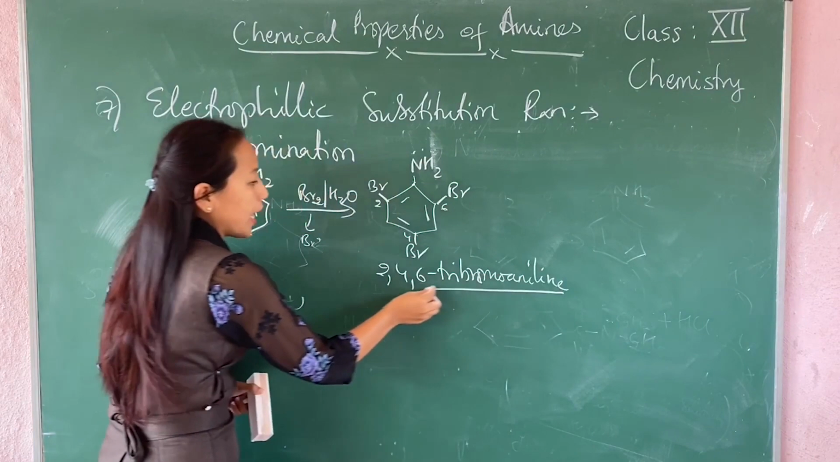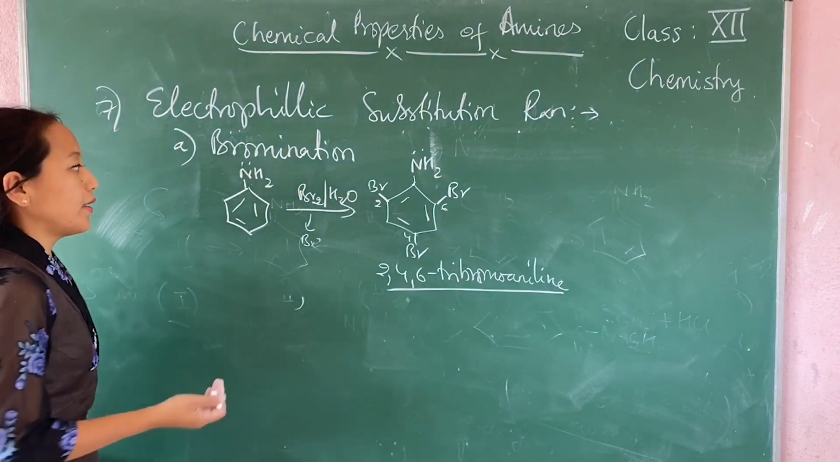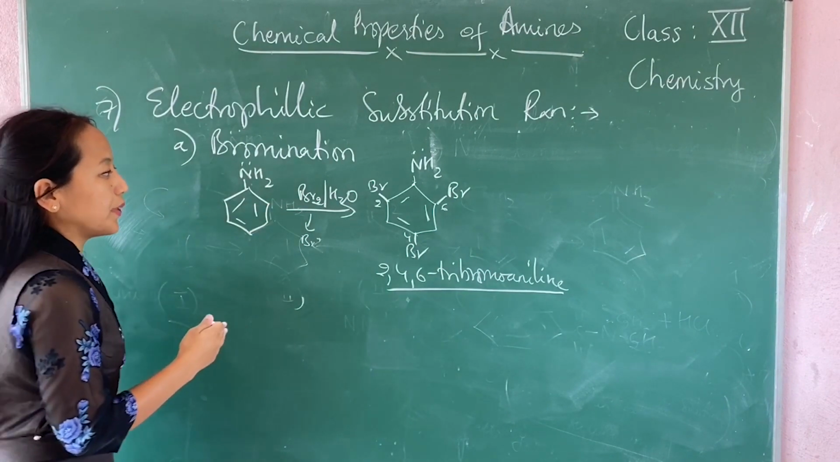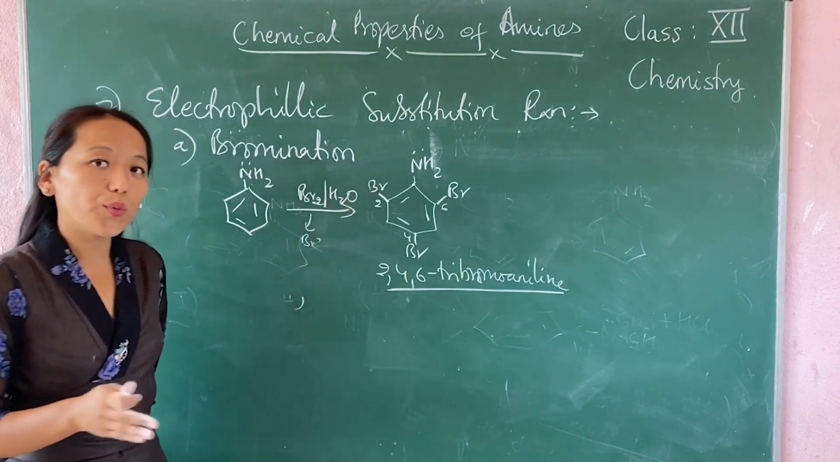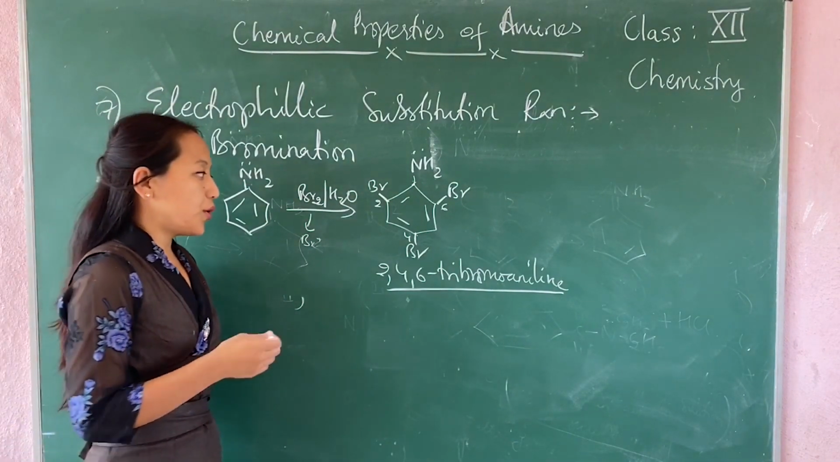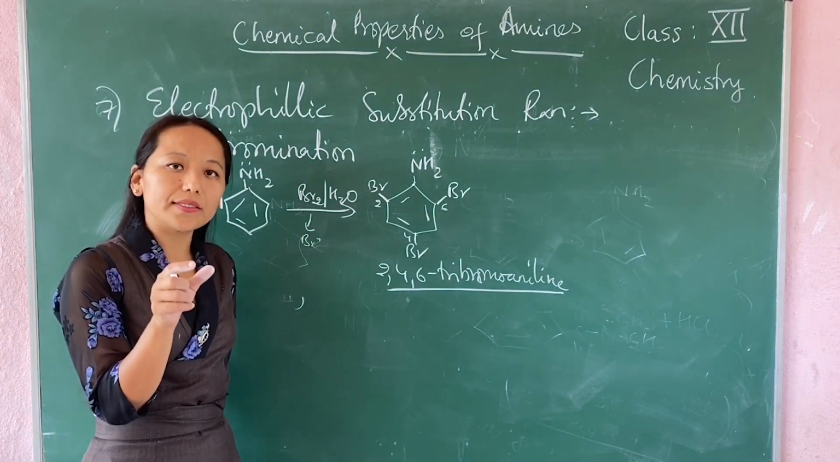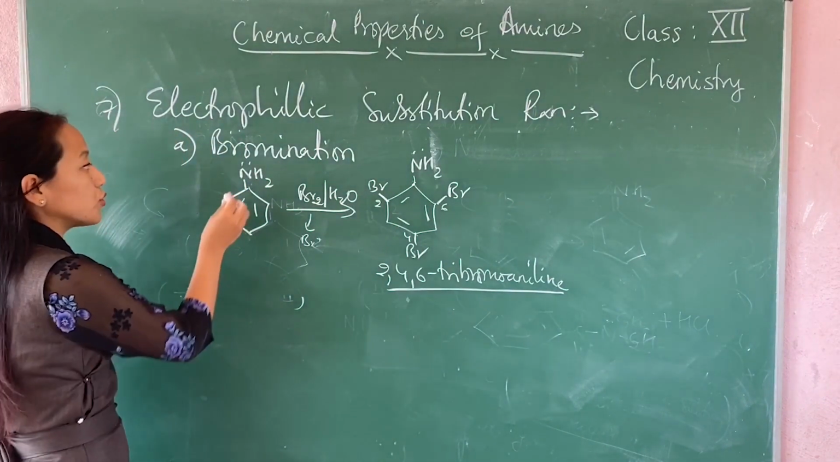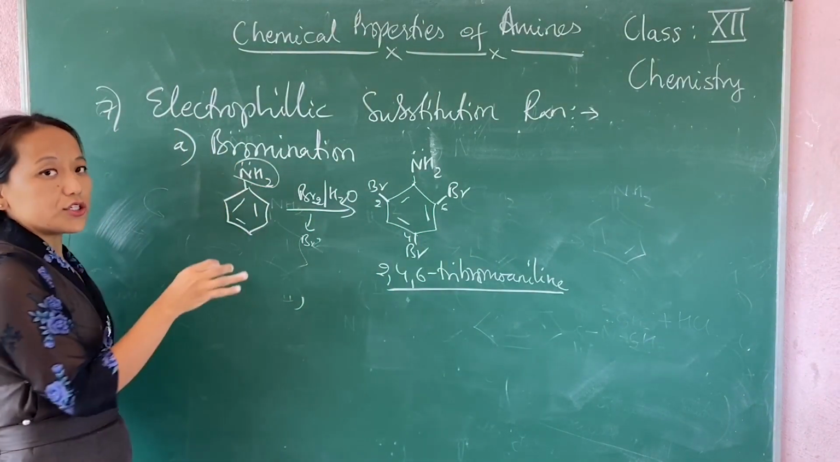So you have got a tri-substituted compound where the hydrogen atom on three of the carbon atoms has been replaced by the bromine atom. But you don't want that to happen. So you want only a mono-substituted compound, where only one bromine atom comes and attacks one carbon atom. For that, you have to control the activating power of the NH2.